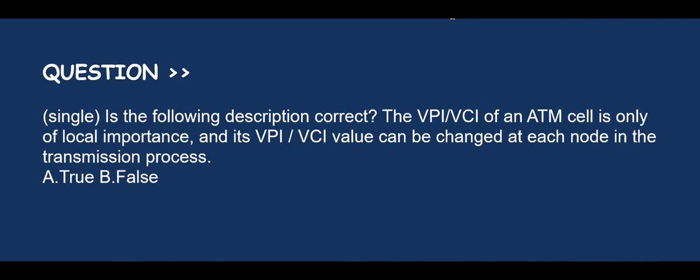Next one, is the following description correct? The VPI VCI of an ATM cell is only of local importance and its VPI VCI value can be changed at each node in the transmission process. Option A true, option B false.